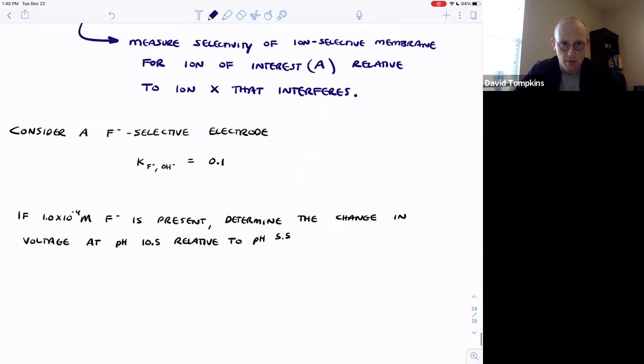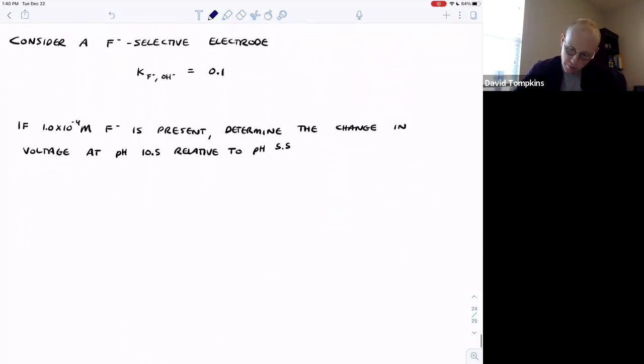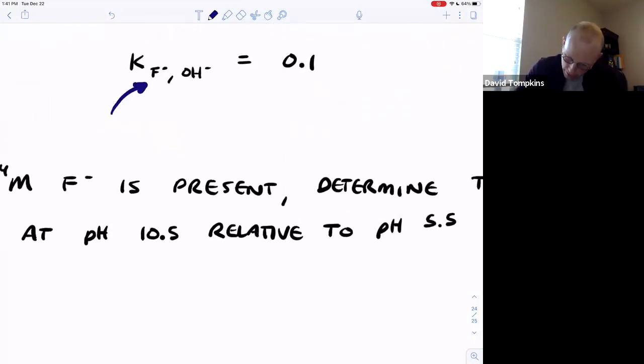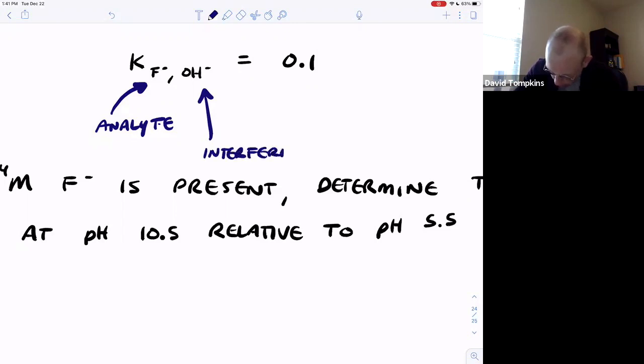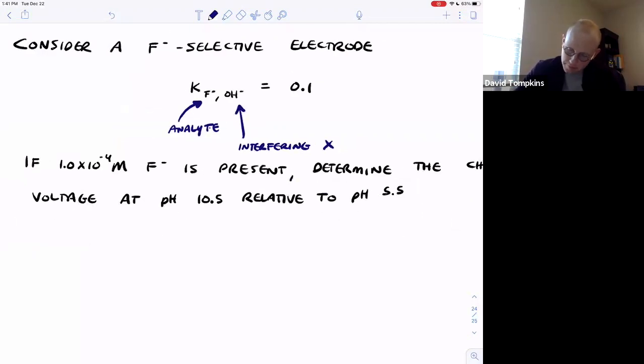So here's an example problem where we'll do some calculations relating ion selectivity. So here, fluoride is the ion of interest, or the analyte. And hydroxide is another anion that could be similar to fluoride in solution and could bind to other cations or ligands, right? Oxygen and fluorine are about the same size, and they both have a -1 charge here. So hydroxide in aqueous solution is always potentially an interfering anion X.